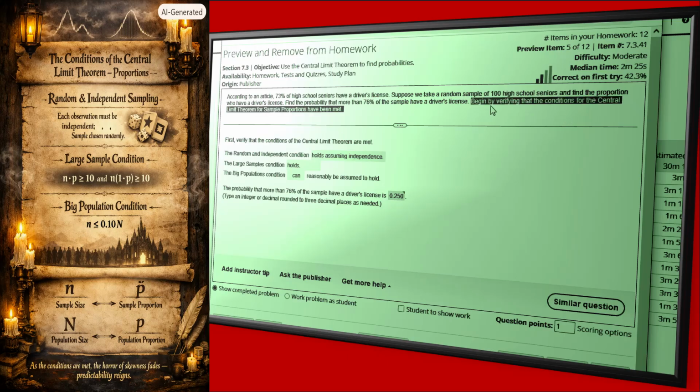But before we can do that, we have to verify the conditions of the central limit theorem for sample proportions. So that's where I'm going to turn over to explaining the Desmos stuff, and then we'll go through this one here without the answers. So hold on.